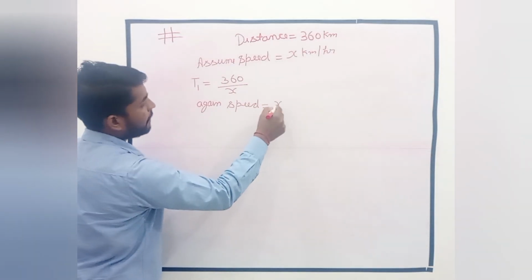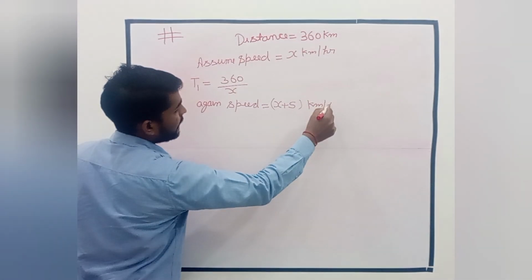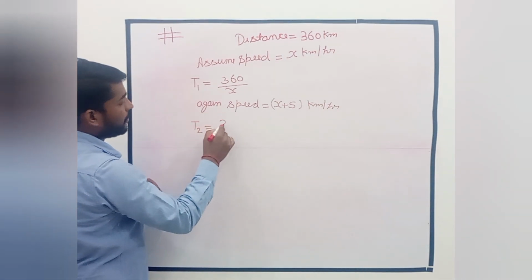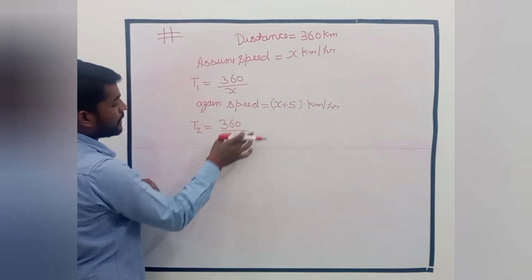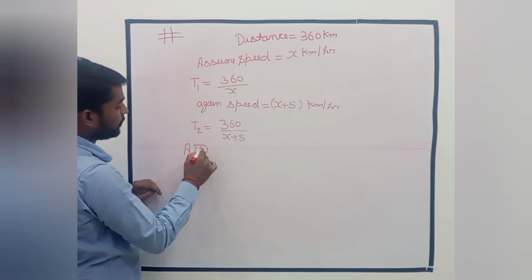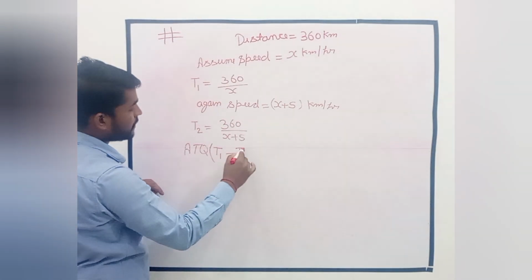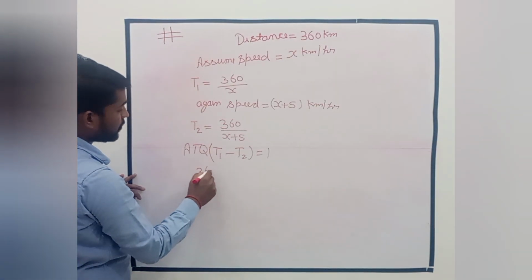If the speed is increased by 5, the new speed is x plus 5, and again we calculate the time t2, and this will be 360 upon x plus 5. With the extra speed, it takes less time according to the question. This is the more time, so t1 minus t2 equals 1, and we solve this equation.